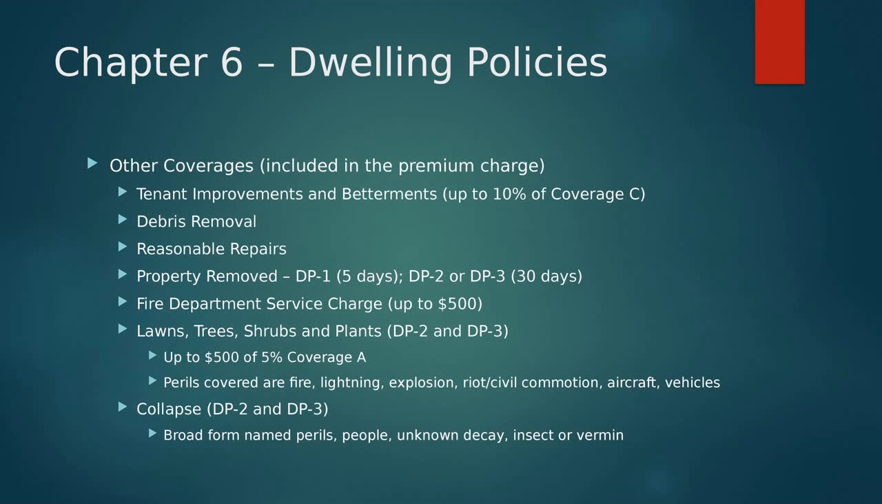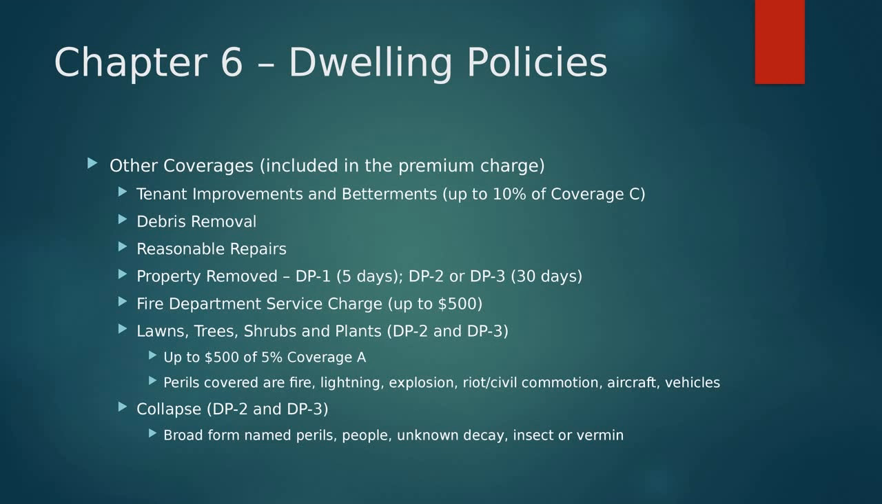Additional coverage that you're going to have on here is also going to be for any lawns, trees, shrubs, and plants. But this is only going to be under DPs 2 and 3 only. DP 2 and 3 will have coverage for lawns, trees, shrubs, and plants up to $500 per lawn, tree, shrub, and plant, or up to 5% of the coverage A limit.